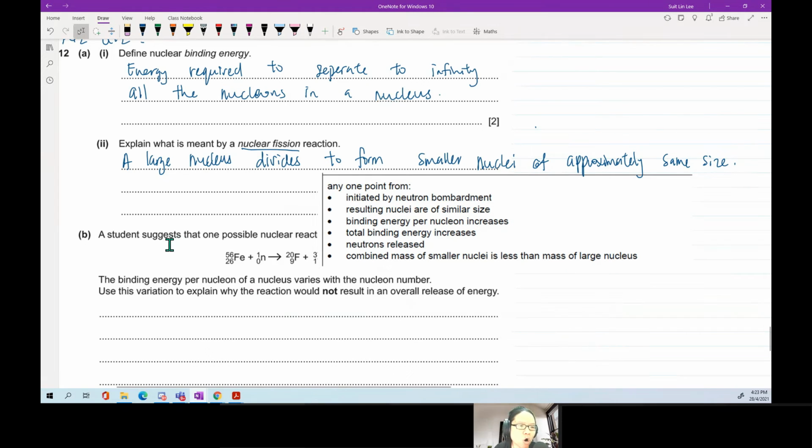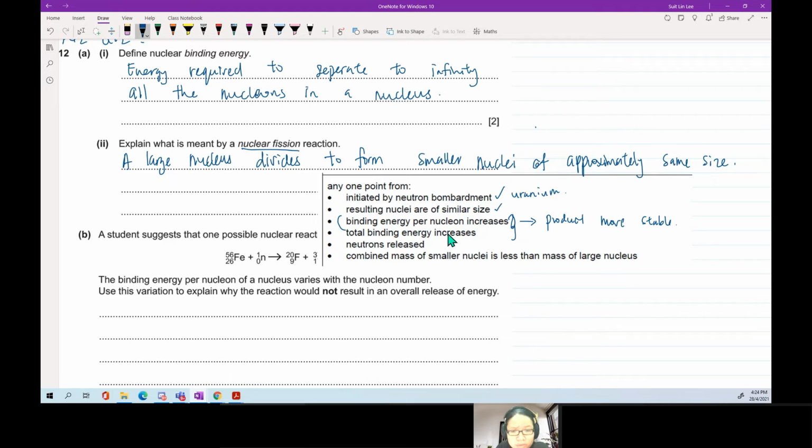So I'm going to comment on each statement here. Initiated by neutron bombardment, this is the uranium reaction. Go and look at your notes. Resulting nuclei of similar size, which is generally what happens. Binding energy per nucleon increases. This means the product is more stable. But do not write product is more stable. You will remember this point because you know that all chemical reactions have to achieve stability. So these two, product is more stable.